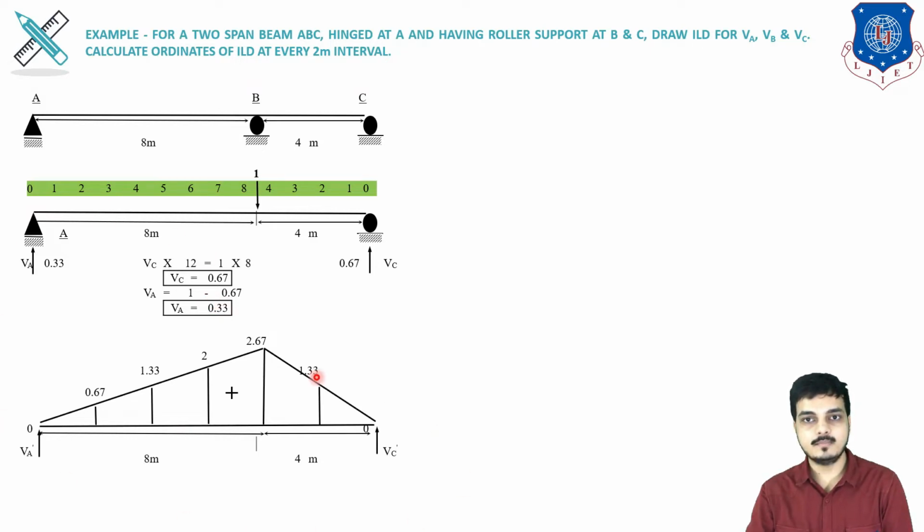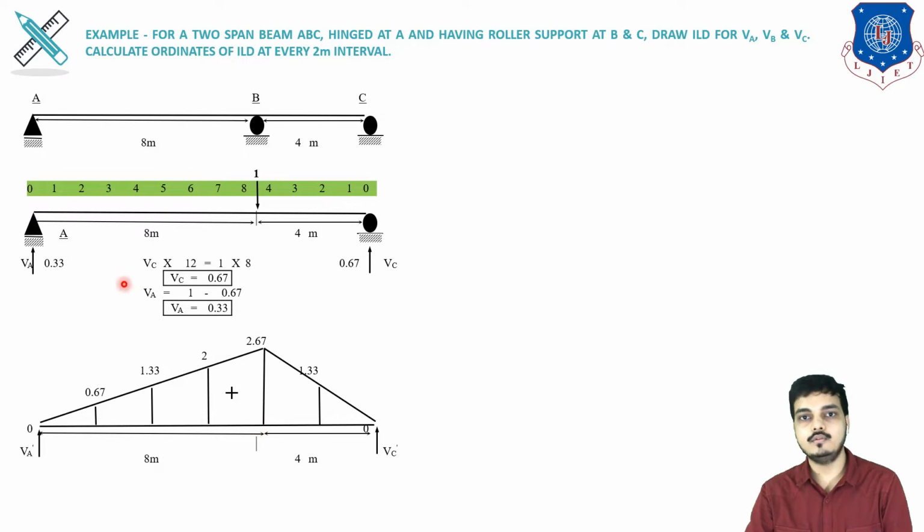Now this diagram has been drawn with the help of these two reactions. In the example, it is written that a 2-meter interval has to be taken. So at every 2 meters, I have drawn these ordinates. Look, 0.33 multiplied by 2 is nothing but 0.66. So I have made an ordinate at 0.66. 0.33 multiplied by 4 is nothing but 1.33. 0.33 multiplied by 6 is nothing but 2. 0.33 multiplied by 8 is coming 2.67.